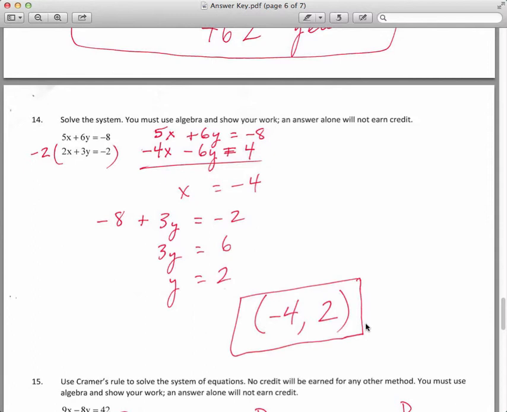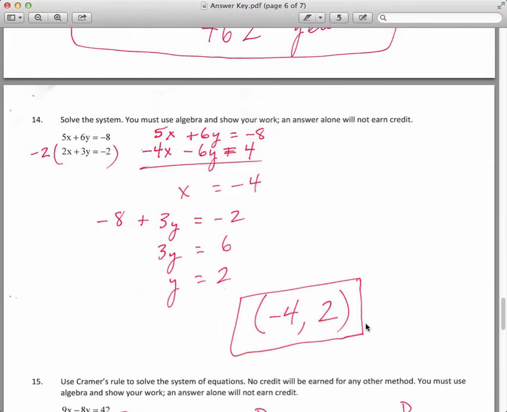Problem number 14. I did not care which method you used here. There were several ways to go. I chose to use what's usually called addition method, where somehow you add the two equations together so that one of the variables will cancel out. So if we multiply the second equation by -2, notice we'll have a negative 6y. And since the first equation has a positive 6y, when we add them together, the letter y cancels out. So that makes things a little bit easier to deal with.